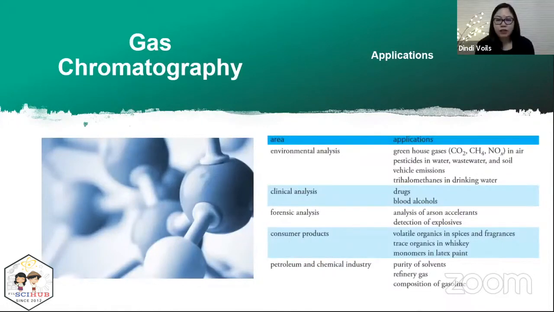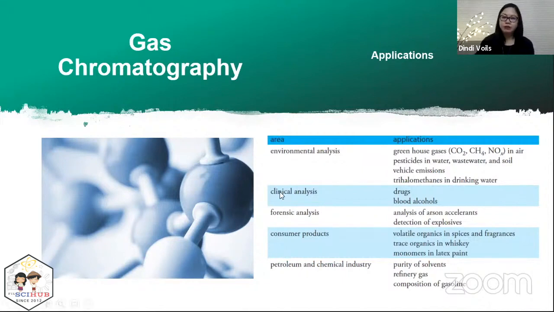So applications, here's a short list of applications for the GC technique. You can use it for environmental analysis, like analysis of greenhouse gases like carbon dioxide, methane, and NOx in air, pesticides, and trihalomethanes in drinking water.